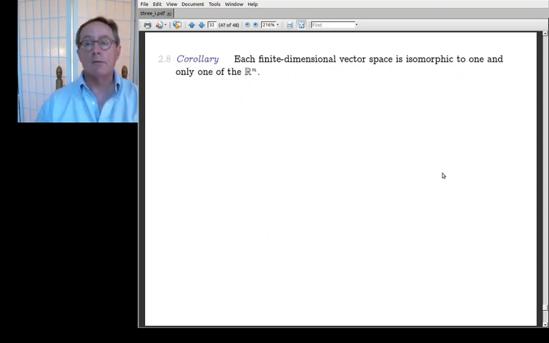The corollary is that every finite dimensional vector space is isomorphic to one and only one of the Rn's. The reason for that is if you give me a finite dimensional vector space, it's got some number of elements in its basis, n. Every basis has the same number. Anyway, they all have n. This map that I just illustrated in the previous slide shows you how to associate members of the vector space you gave me with Rn. So every finite dimensional vector space, namely every n-dimensional vector space, is isomorphic to Rn.